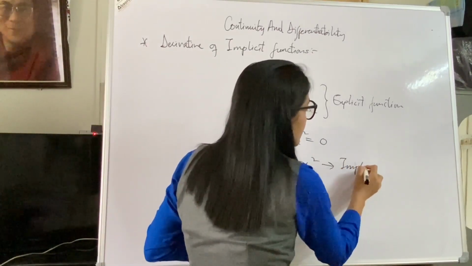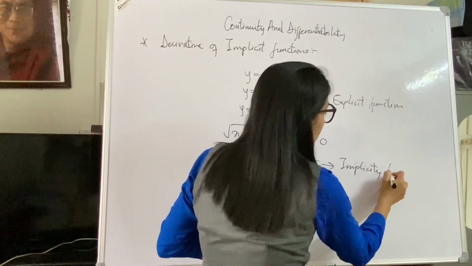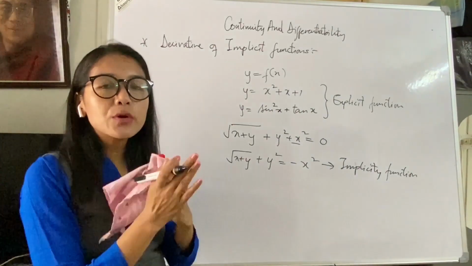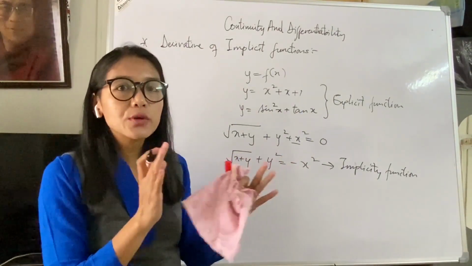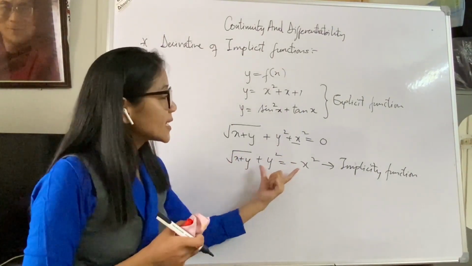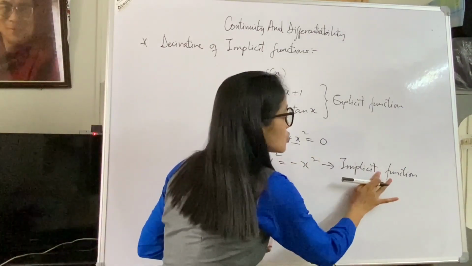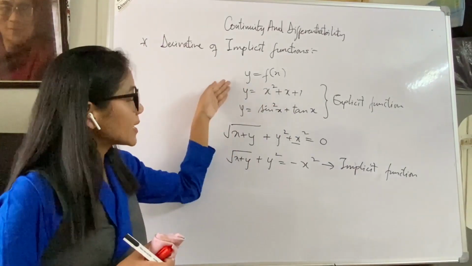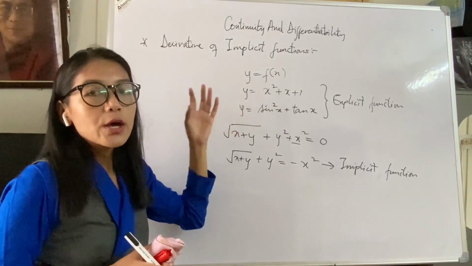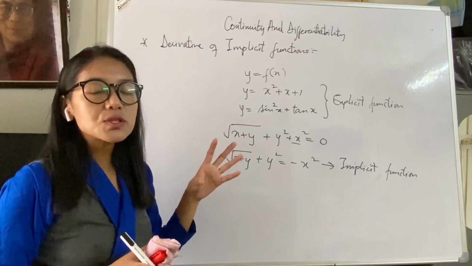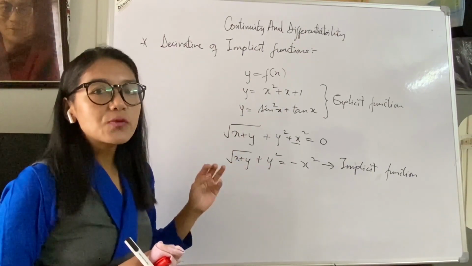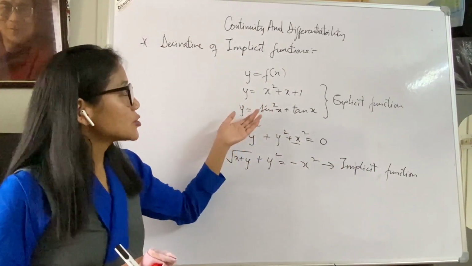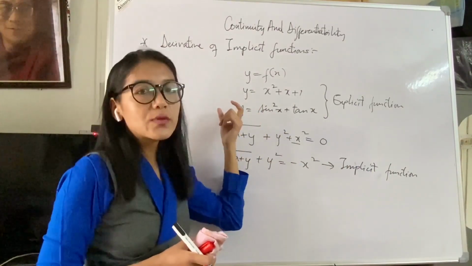So implicit means every term will be a mixture of x and y, where you cannot separate x and y separately. You cannot do that. Okay, so this is an example of an implicit function. So an implicit function means where you cannot express y in terms of x, like in these two examples. Okay, so when you cannot express y in terms of x, then such a function is called an implicit function.